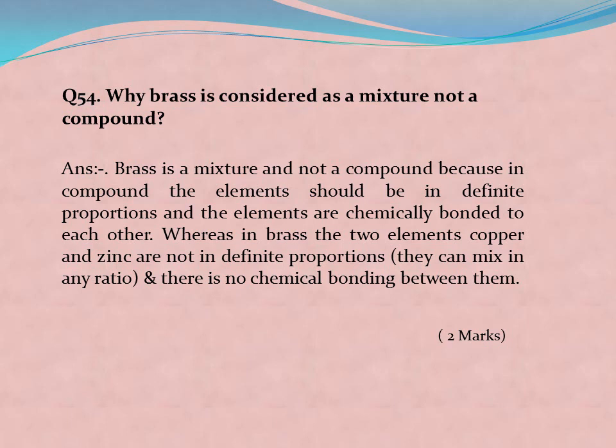Question number 54. Why brass is considered as a mixture, not a compound? Answer. Brass is a mixture and not a compound because in compound the elements should be in definite proportions and the elements are chemically bonded to each other. Whereas in brass the two elements copper and zinc are not in definite proportions. They can mix in any ratio and there is no chemical bonding between them.